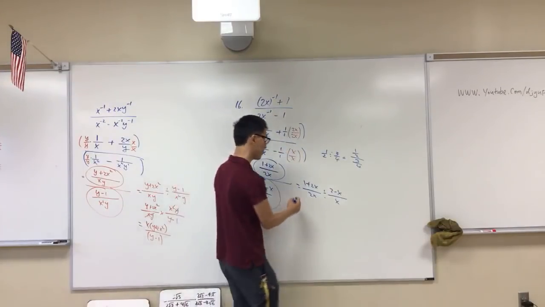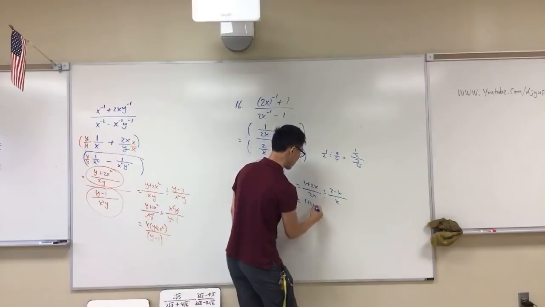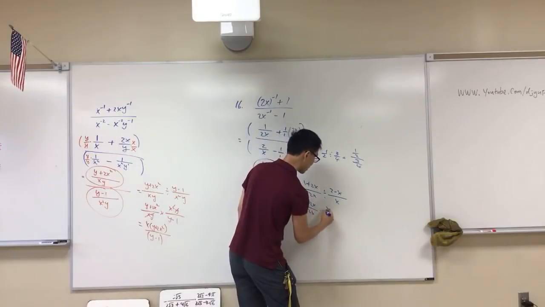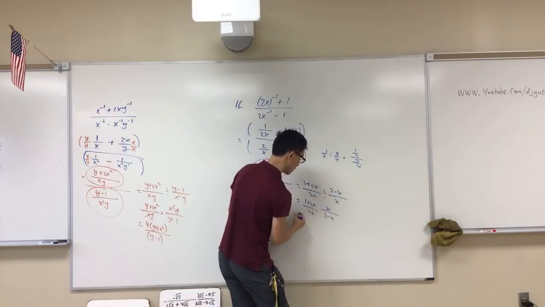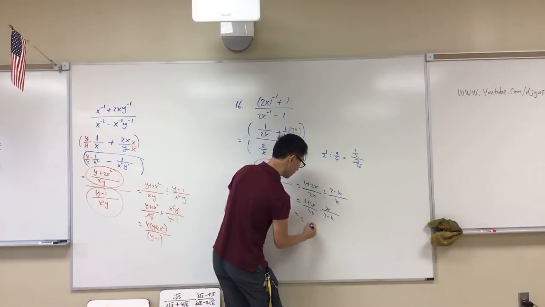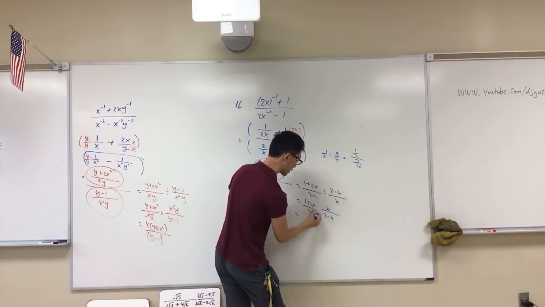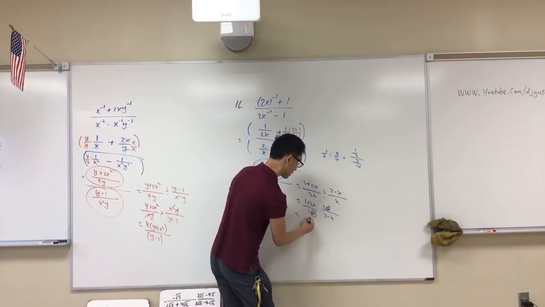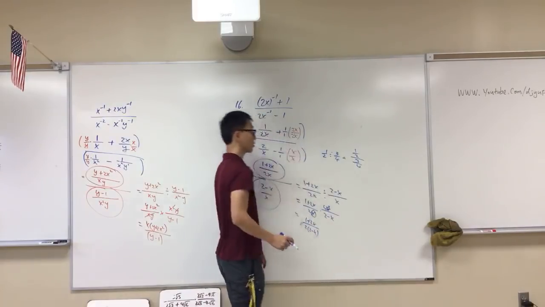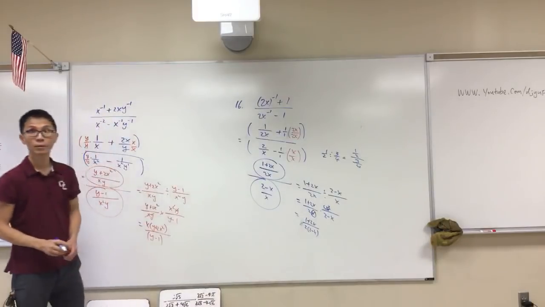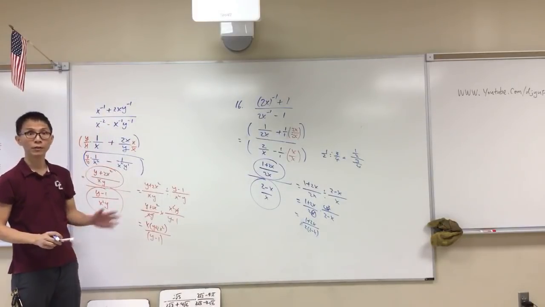Keep, change, flip: it's going to be 1 plus 2x over 2x times x over 2 minus x. So the x cancels out. That's going to be 1 plus 2x over 2 times 2 minus x. So that should be the answer. Okay, let me know if you have any questions.